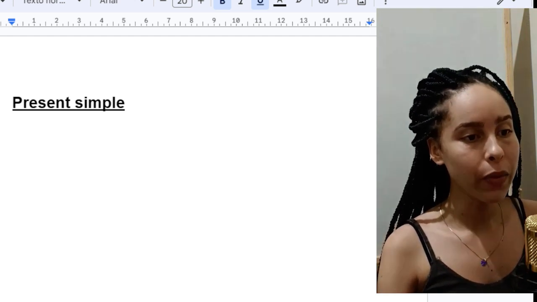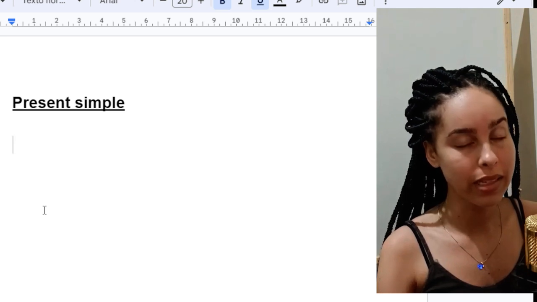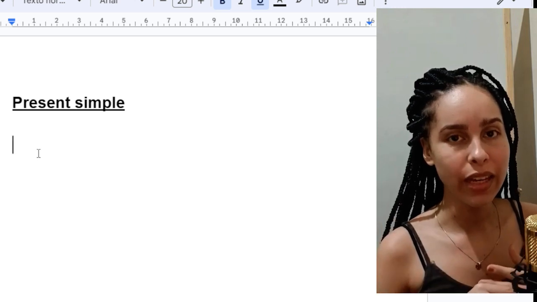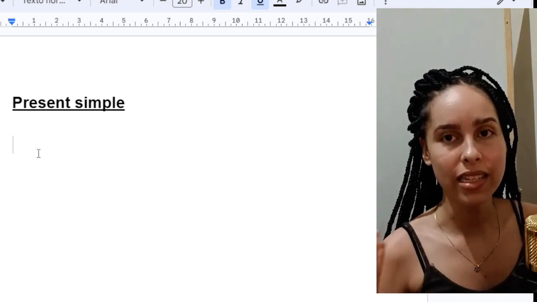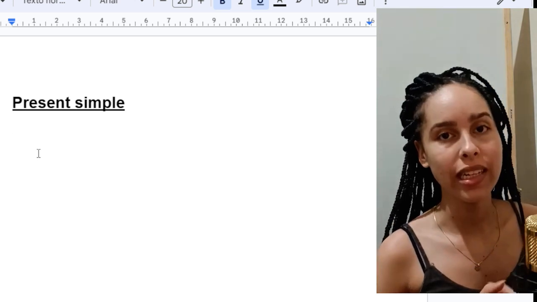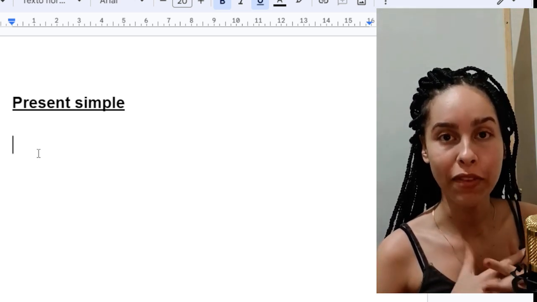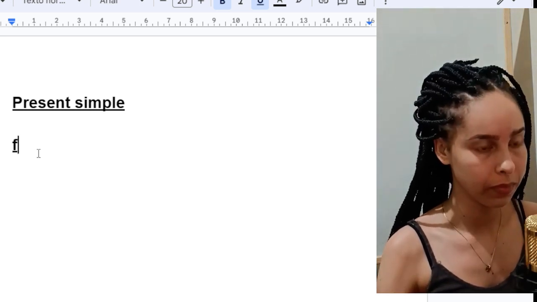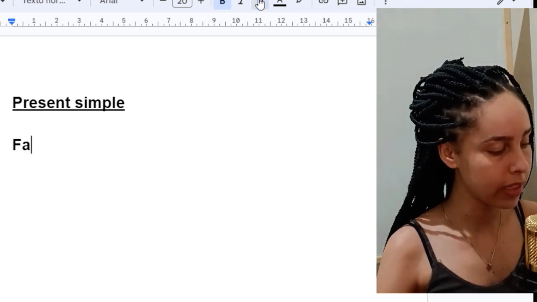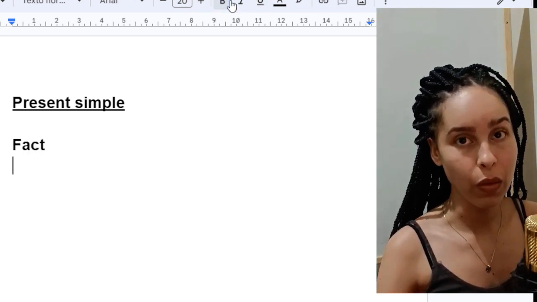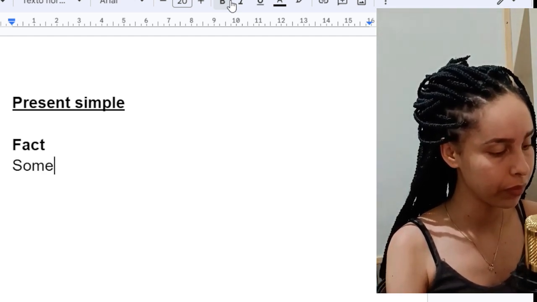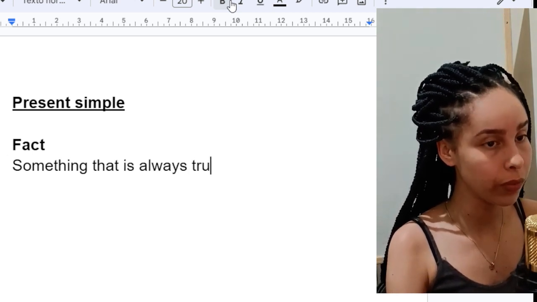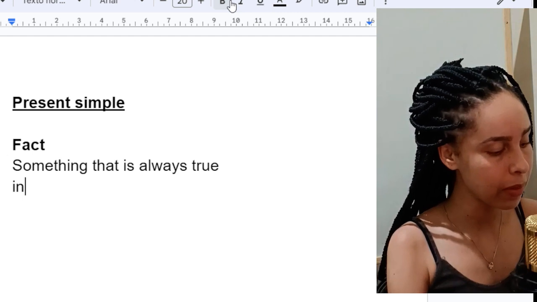So, today we're going to talk about the present simple, the simple present, and first of all, let's see what it means. What is simple present? Simple present is a statement, it's a fact. It's used to talk about facts. What is a fact? Something that is always true. Something that is always true in the present moment.